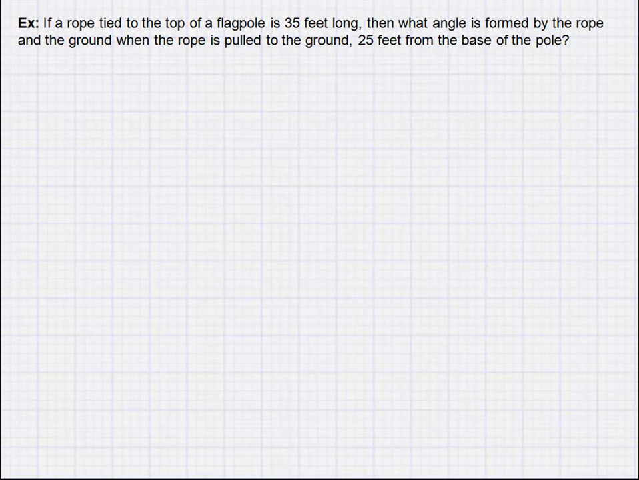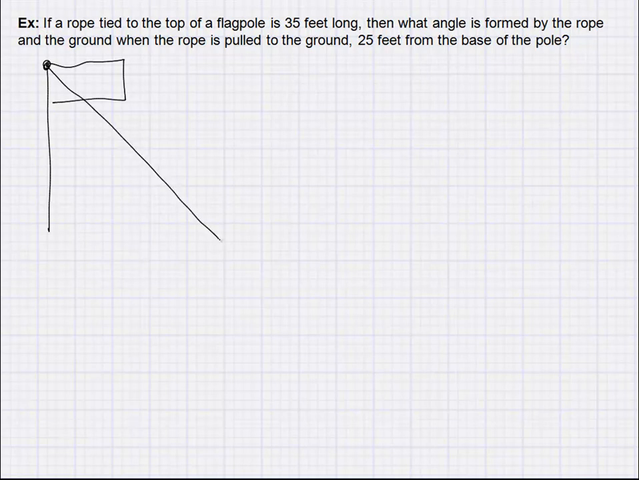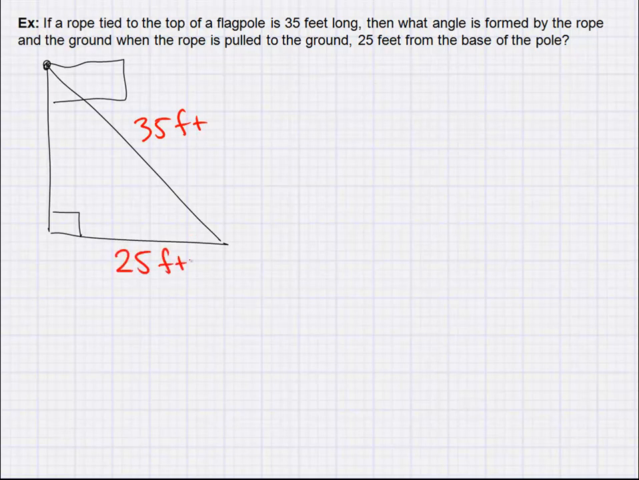So if a rope is tied to the top of a flagpole, it's 30 feet long, then what angle is formed by the rope and the ground when the rope is pulled to the ground 25 feet from the base of the pole? So again, draw a little simple picture. Here's your flag. Okay. You have a rope at the top of the flagpole tied to the ground. What you got is a right triangle. You know the rope is 35 feet long. You know that it's pulled 25 feet from the base, so that's this distance, and they want to know what this angle is.